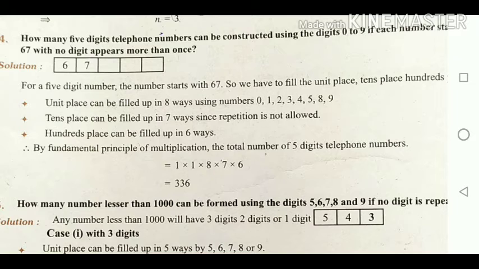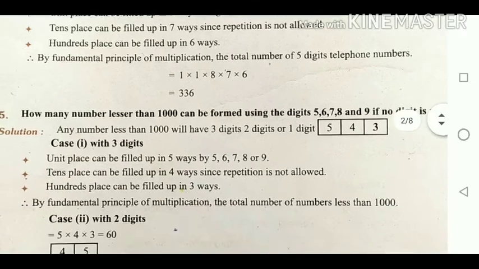Here the 4-digit numbers start with 6 and 7. So we have to fill the unit place, tens place and hundreds place. The unit place we have 8 numbers, therefore we fill it in 8 ways. If one number is taken away, the remaining number is 7, therefore the tens place is filled in 7 ways and the hundreds place will be filled in 6 ways. After that, by multiplication we get 336 as the answer for the fourth sum.